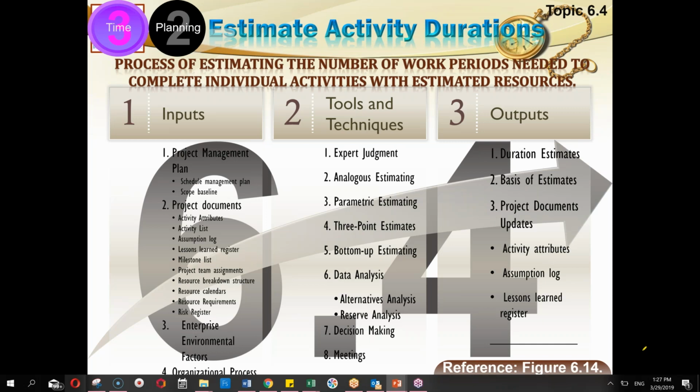Sir, one question here. I'm clear about the other ones. Just if you can repeat the parametric estimation once again. Okay.